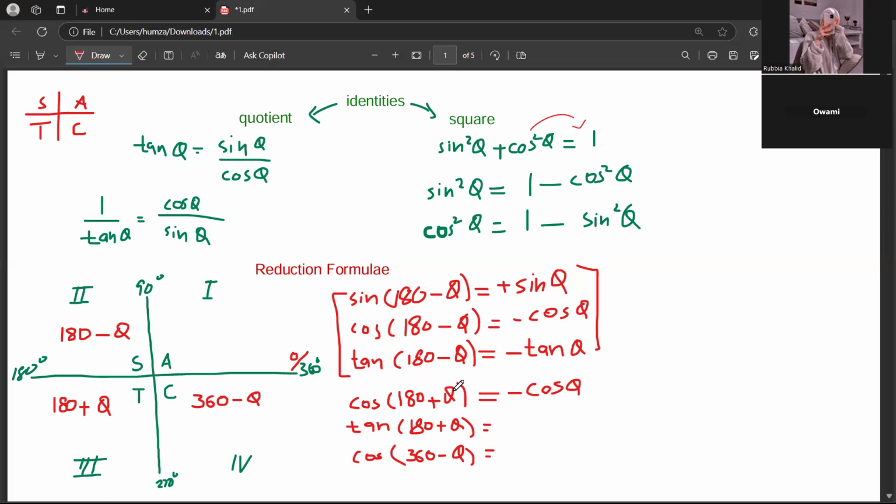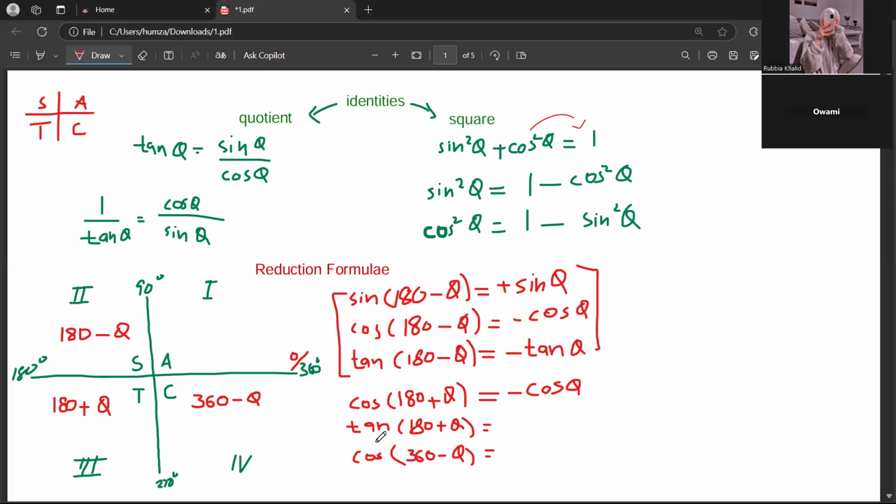Now we have cos 180 plus theta. We say this is minus cos theta. Why? Because still it is in the quadrant where only tan is positive and cos and sine are negative. That's why 180 plus theta lives here in the third quadrant where tan is positive. So cos will automatically be negative in this. And if I say sine 180 plus theta, this will also give you the negative value of sine.